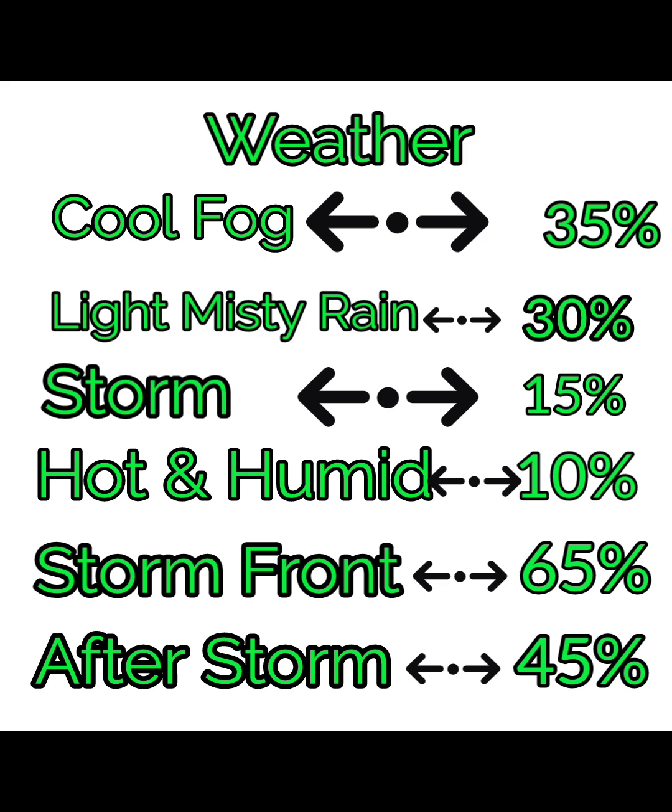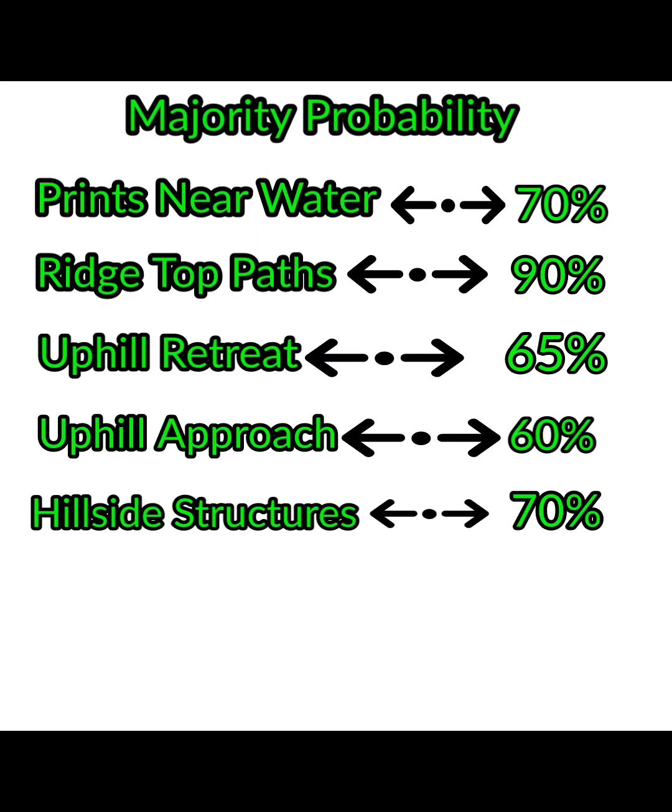During a storm front, which again, from a wildlife perspective, makes absolute sense to me, you are 65% more likely to have a sighting or incident. All wildlife is the most active before a storm. After a storm, you are 45% more likely to have a sighting or an incident. Okay, again in this slide, all of the numbers definitely don't add up equally to 100%.